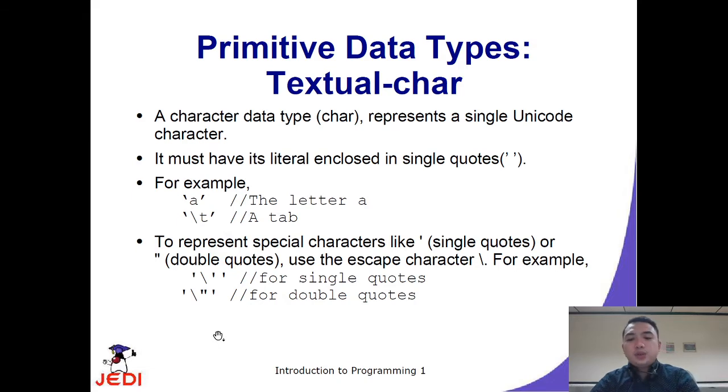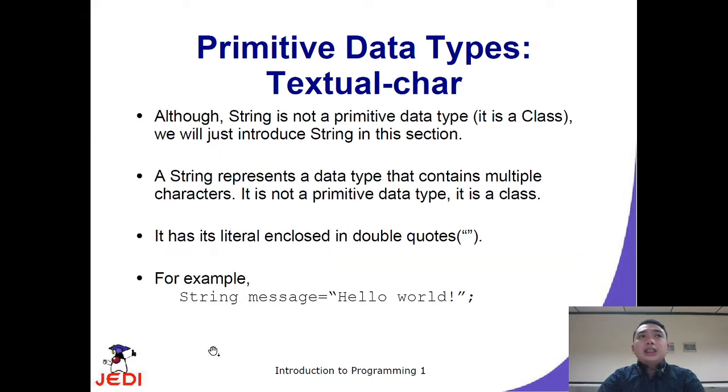Same with the double quotes. Although string is not a primitive data type, it is a class. We'll introduce it later in the string section. String basically is a multi-character literal. A string represents a data type that contains multiple characters, which I have mentioned earlier. It is not, however, a primitive data type. It is a class used in Java programming. String literals, as we mentioned in our previous video, are enclosed in double quotes.